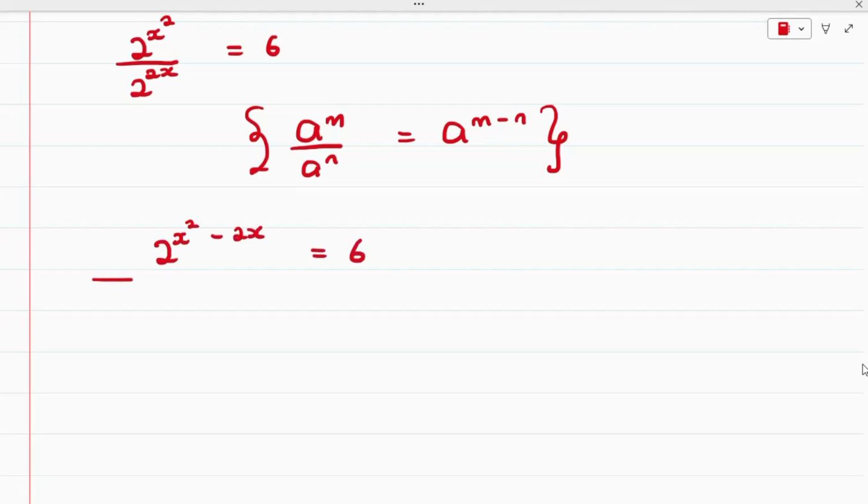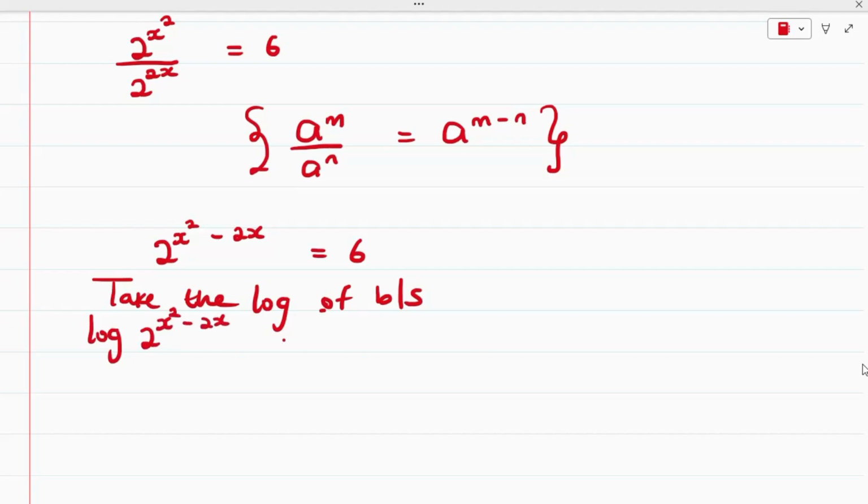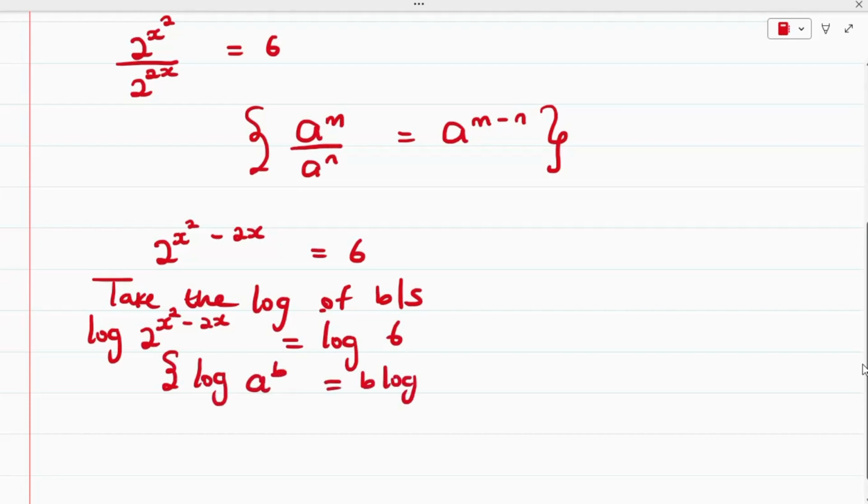So from this point, we want to simply take the logarithm of both sides. Taking the log of both sides, we have log of 2 raised to the power of x² minus 2x, equals log 6. From the logarithmic property, log a^b equals b log a. So applying this property, we have x² minus 2x, multiplied by log 2, equals log 6.